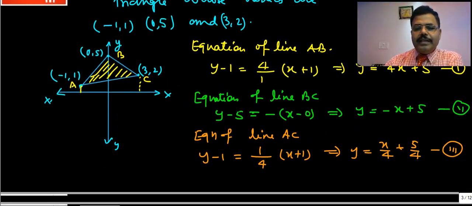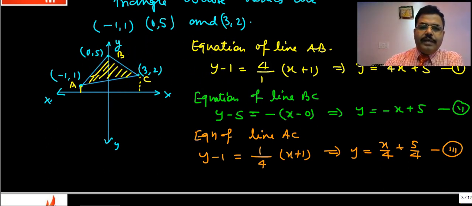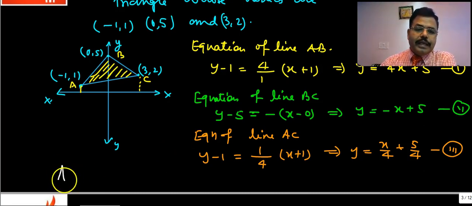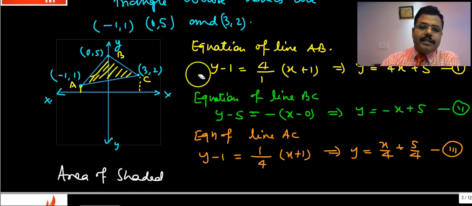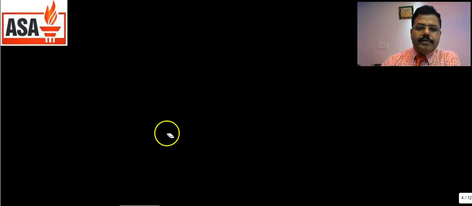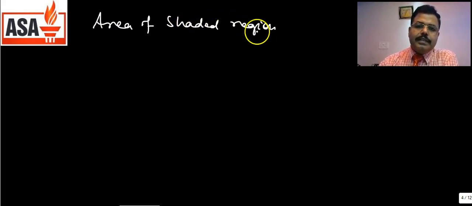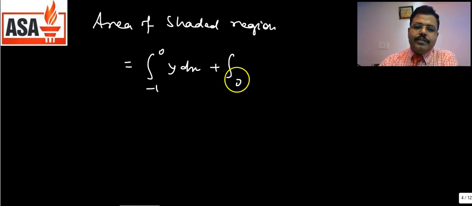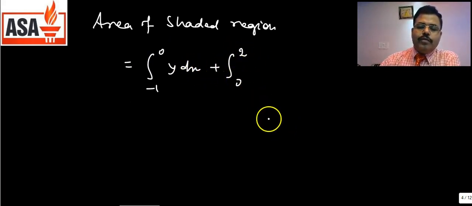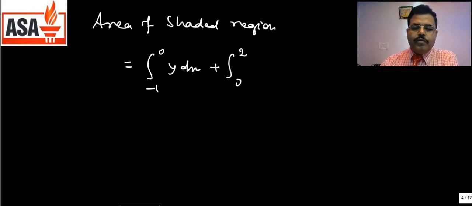Now we have to calculate the area. So area is equal to, what will be the area? Area is equal to the area of the shaded region. Let me write on the next slide. Area of the shaded region is equal to the integral from minus 1 to 0 of y dx plus the integral from 0 to 2 of y dx.